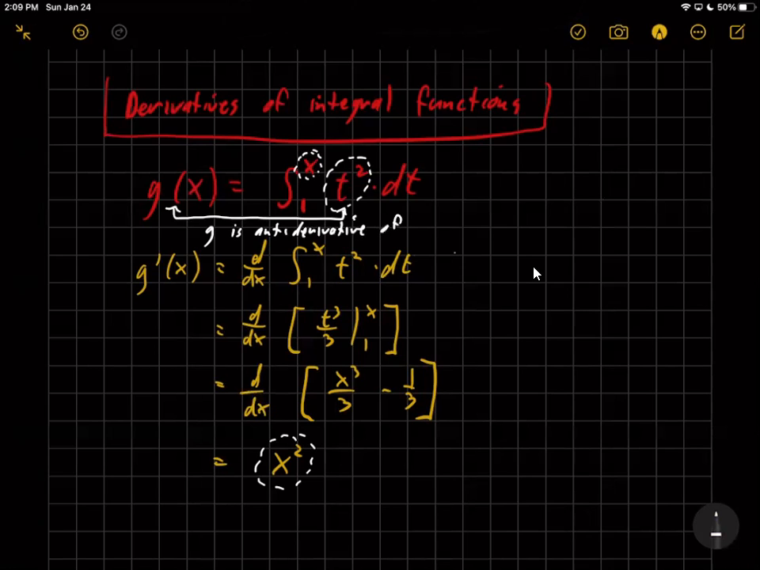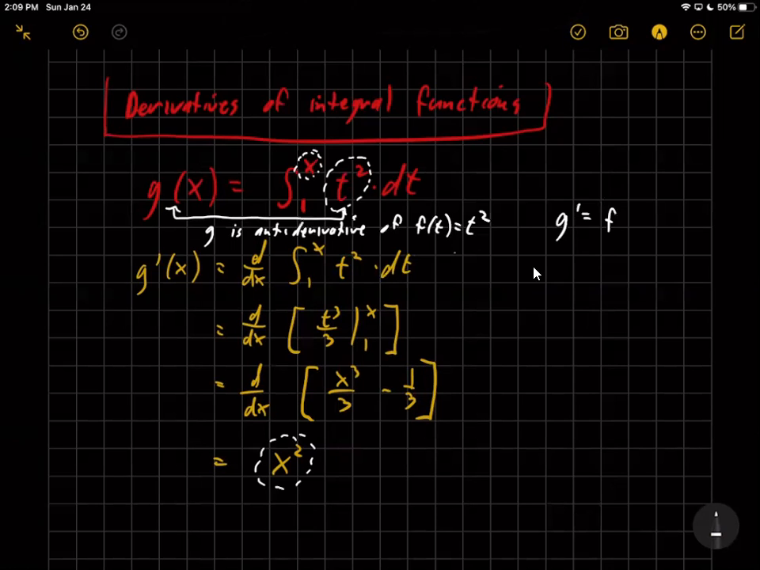Now that should make sense because we know that g is the antiderivative of f of t equals t squared. So g is an antiderivative of f, therefore g prime is f. If it's g prime of x, it's equal to f of x. So the derivative should be the integrand function simply evaluated at x.